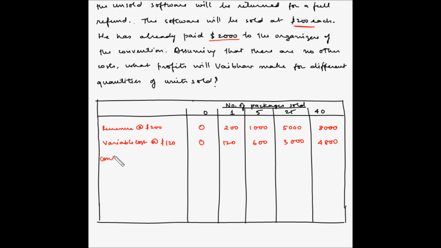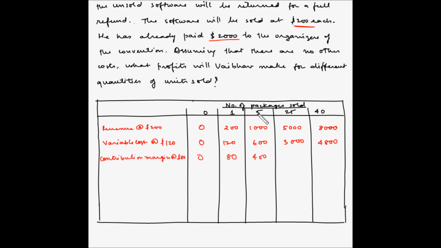So contribution margin at $80 per unit. So for 0 quantities sold, the contribution margin is 0. For 1, it is 80 multiplied by 1, which is 80. For 5, 80 multiplied by 5, which is 400.